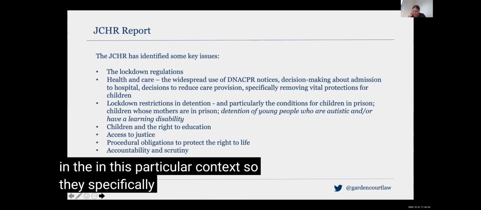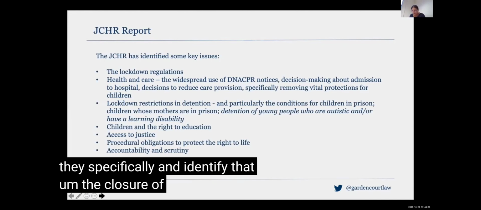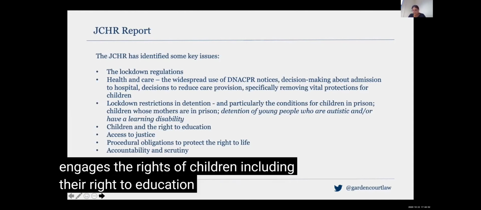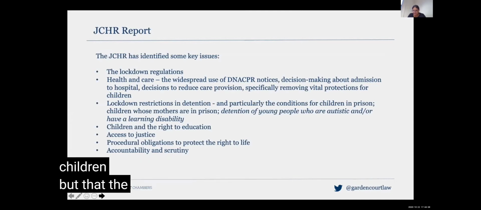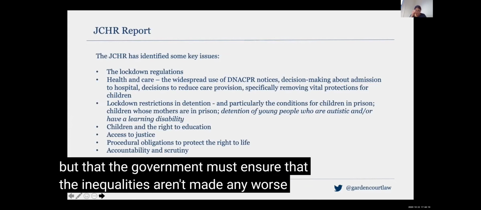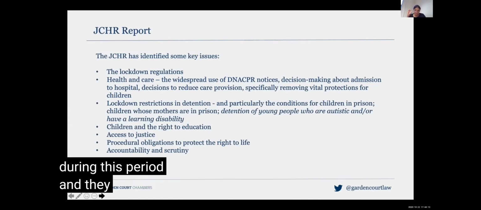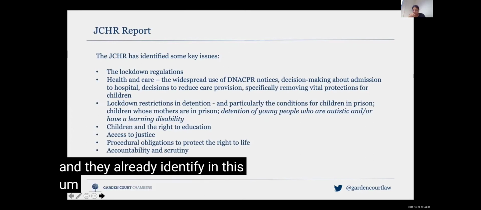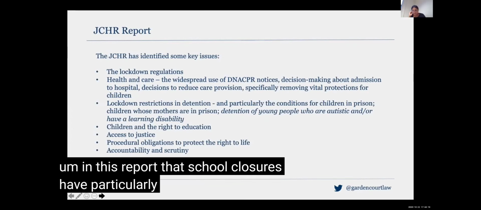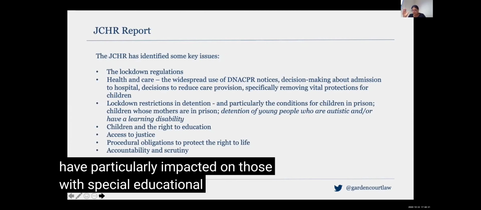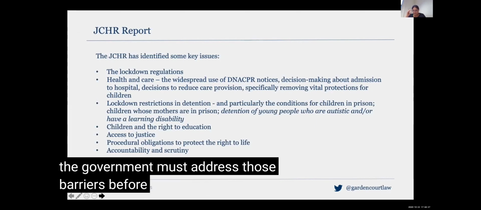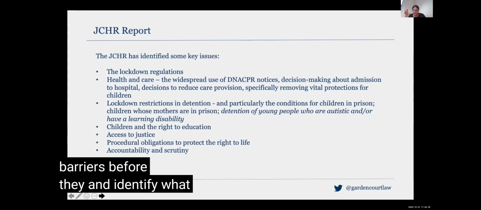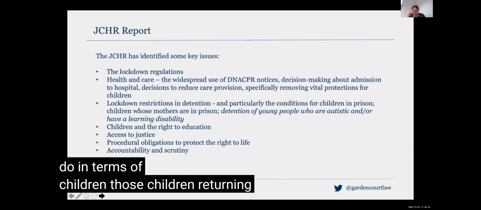So they specifically identify that the closure of schools engages the rights of children, including their right to education. And obviously, as Kate mentioned, it will have different impacts on different children, but the government must ensure that the inequalities aren't made any worse during this period. They already identify in this report that school closures have particularly impacted those with special educational needs and disabilities, and that the government must address those barriers before they identify what they're going to do in terms of those children returning to school.